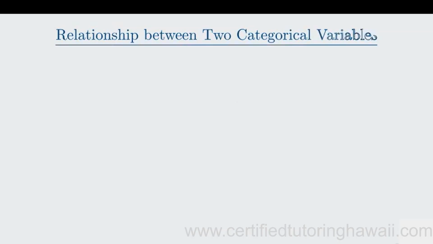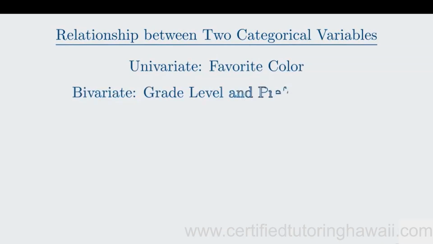Let's focus on the relationship between two categorical variables. When we look at just one variable, like favorite color, we are looking at a univariate distribution. But in the real world, we often want to know if one variable, like grade level, relates to another, like preferred sport. This is where bivariate categorical data comes in.